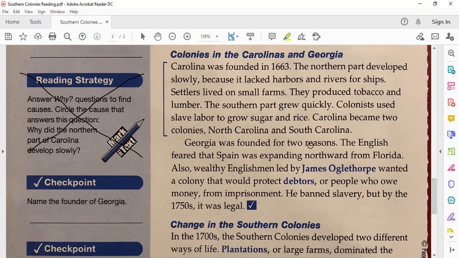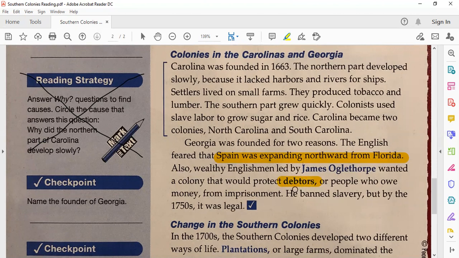Georgia was founded for two reasons. The English feared that Spain was expanding northward from Florida. And remember, Florida is now a Spanish colony. Also, wealthy Englishmen led by James Oglethorpe wanted a colony that would protect debtors, or people who owed money, from imprisonment. He banned slavery, but by the 1750s, it was legal.